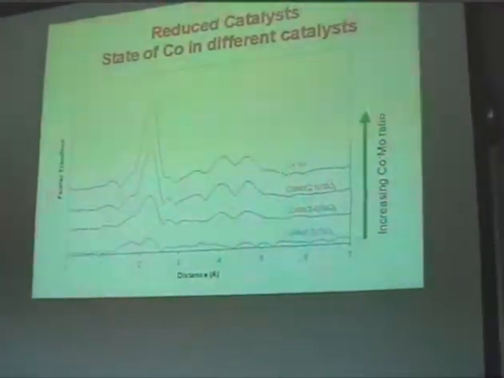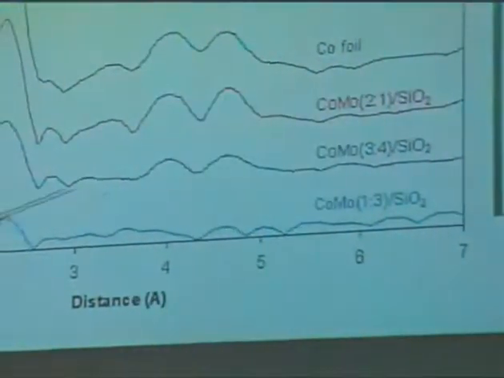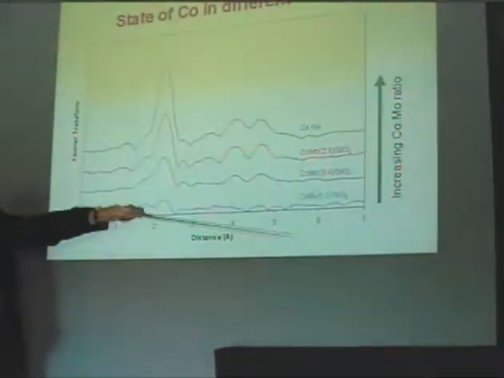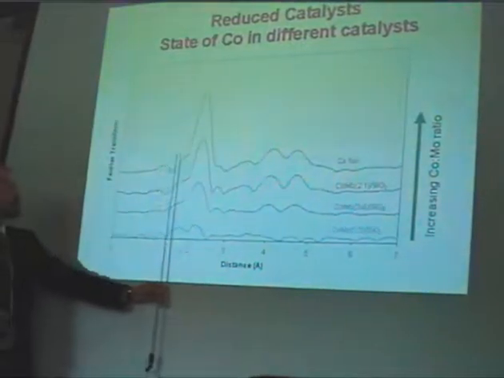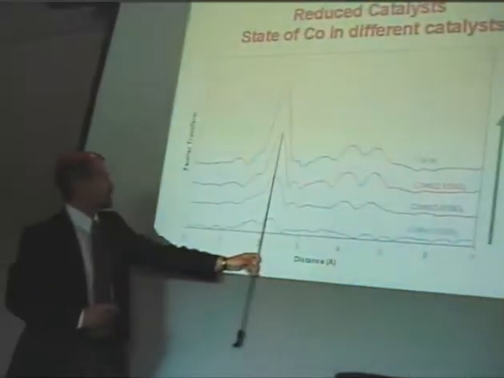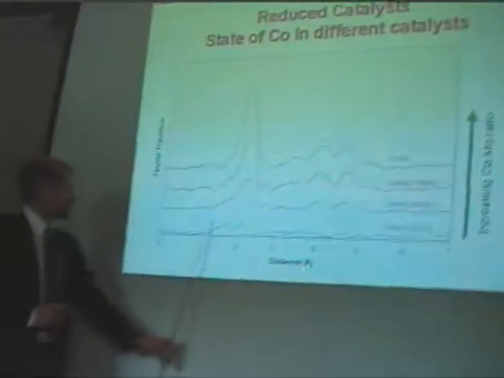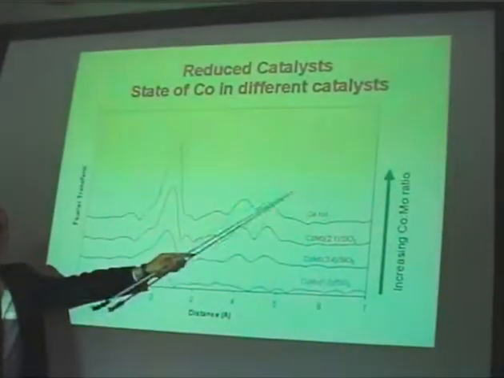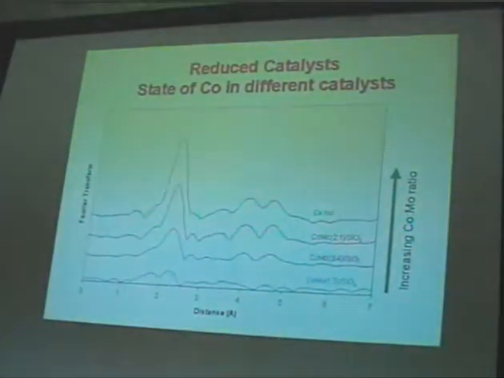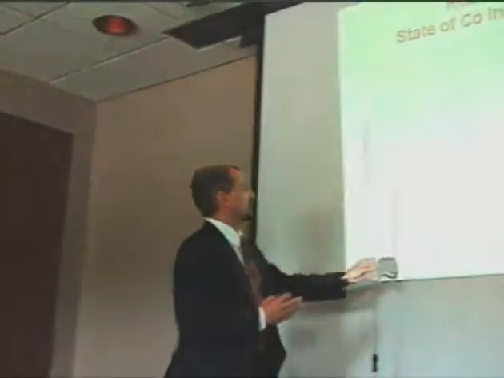This is clearly demonstrated in the Fourier transform of the EXAFS. As you increase the amount of cobalt, that is, you start losing selectivity, you can see that more and more of the cobalt is metallic. Okay, this is the bond length that corresponds to metallic cobalt. This is the cobalt-oxygen bond. So you see that as you start having more and more cobalt, that cobalt becomes detached, let's say, unstabilized by the moly, and that one can get reduced very easily.